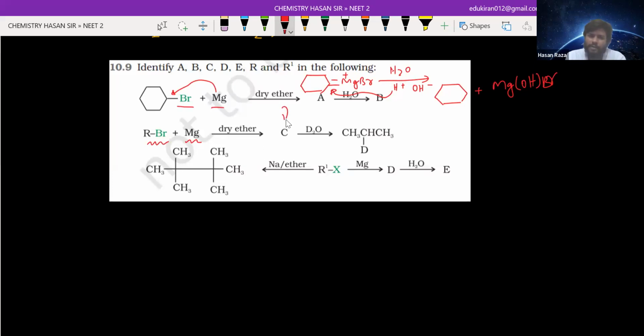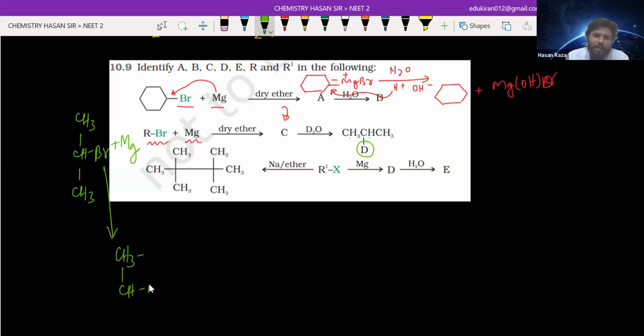Now, this is your RBr and Mg. You cannot do C directly. First of all, go there. You are getting CH3, CH, CH3D. D is there, that means basically MgBr. So it will be something like this: CH3, CHBr, and then CH3. Now, if you are going to treat this with magnesium, what you will get? You will get CH3 and then CH, and here comes MgBr. It will be like this. Yes or no, Aisha?